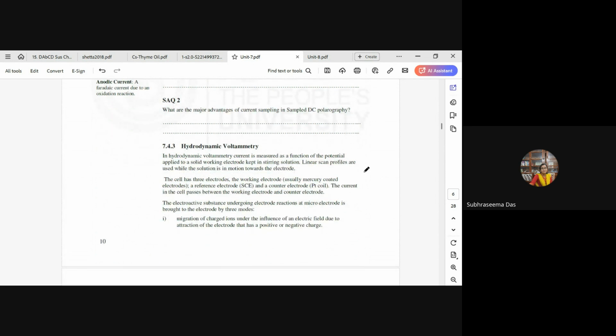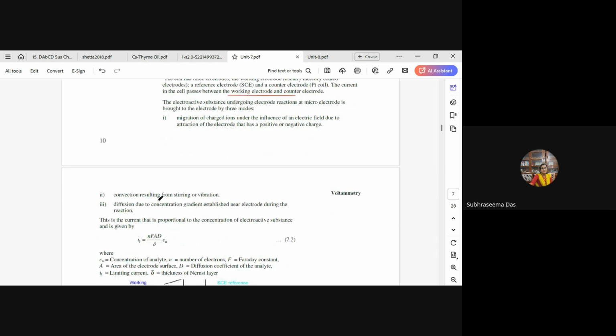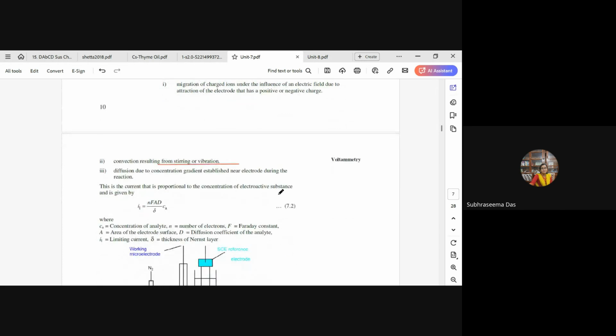The cell has three electrodes: the working electrode, that is usually the mercury coated electrode, the reference electrode, that is the standard calomel electrode, and the counter electrode, that is usually the platinum coil. So the current in the cell passes between the working electrode and counter electrode. The electroactive substance that undergoes electroreactions at the microelectrode is brought to the electrode by three modes. First is the migration of the charged ions under the influence of an electric field, then the convection resulting from stirring or vibration, and the diffusion due to the concentration gradient of the electrodes.